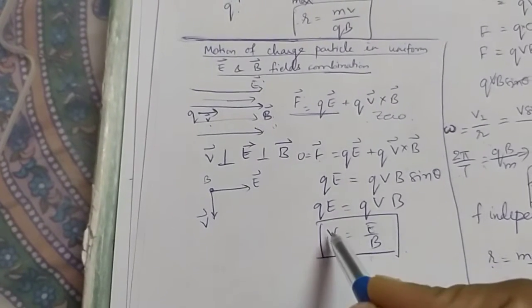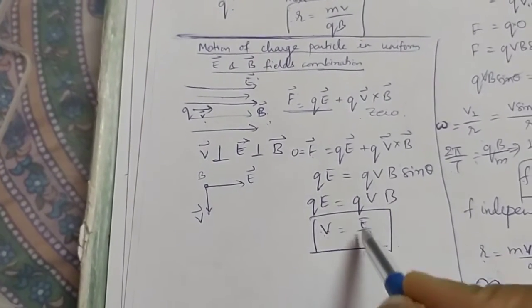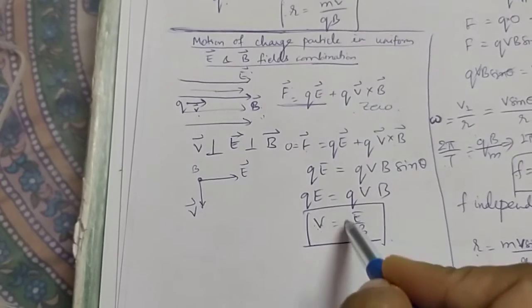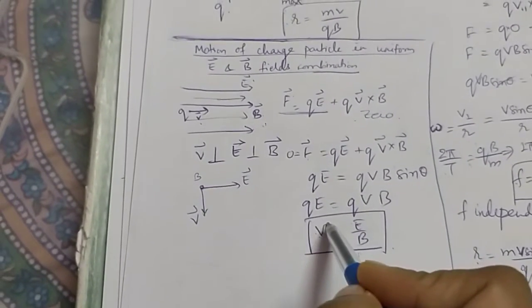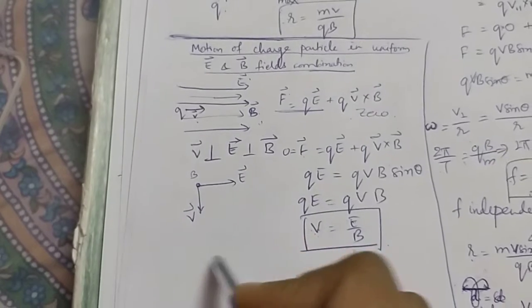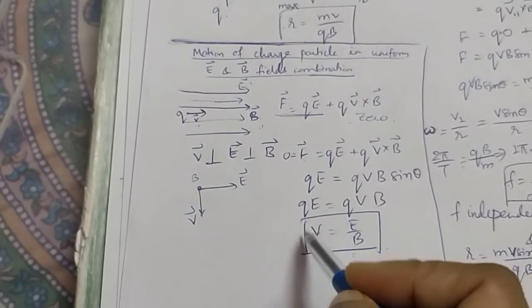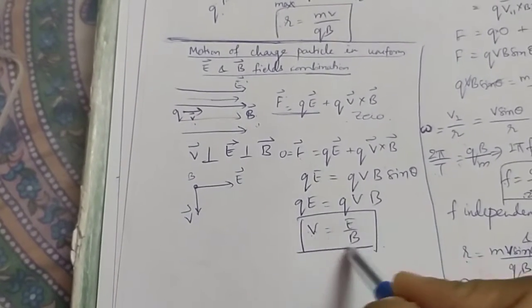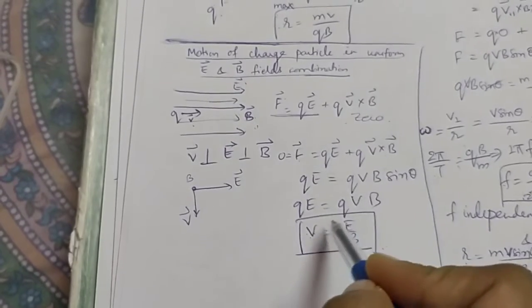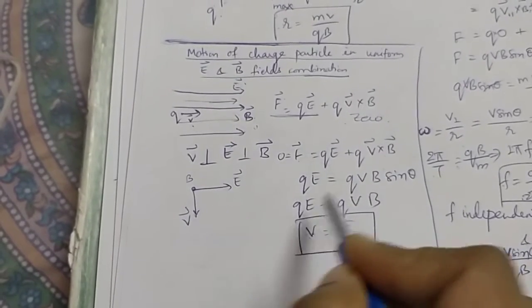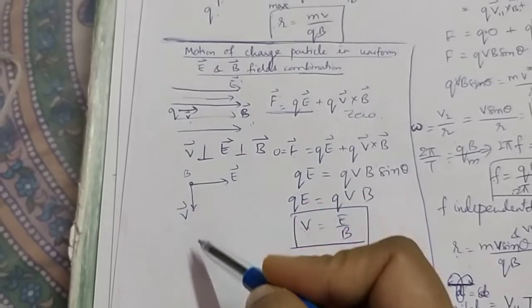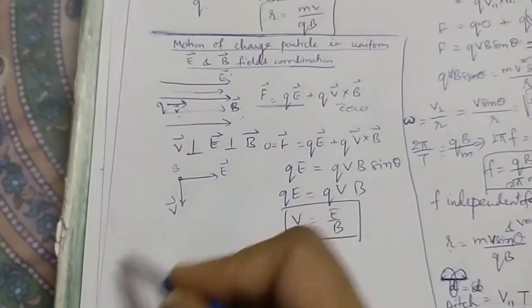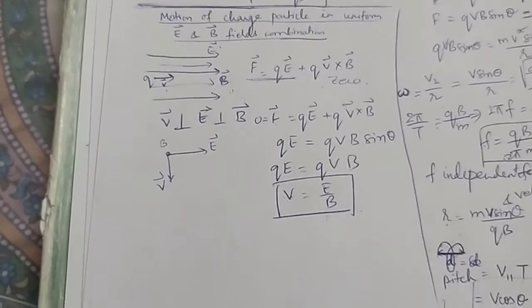If you want charged particles of 1 meter per second, you choose your E by B ratio such that it becomes 1. If you want the particle to hit the target with velocity 2 meter per second, you will choose your E by B ratio in such a way that it comes 2. So all charged particles with 2 meter per second will go straight and hit the target, others will get deviated. I hope this is clear.